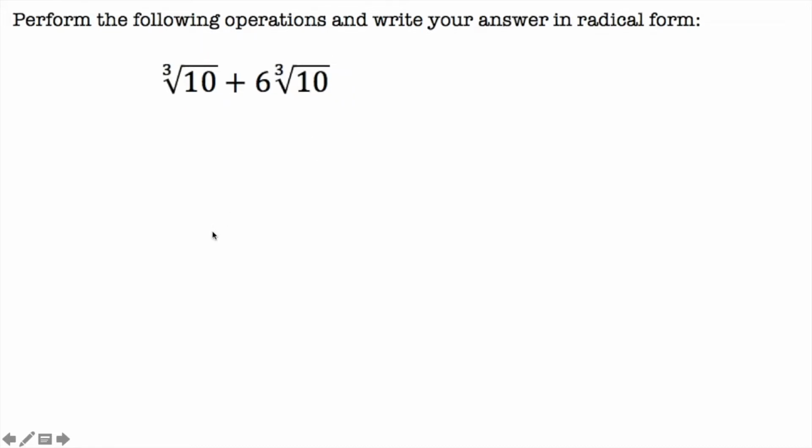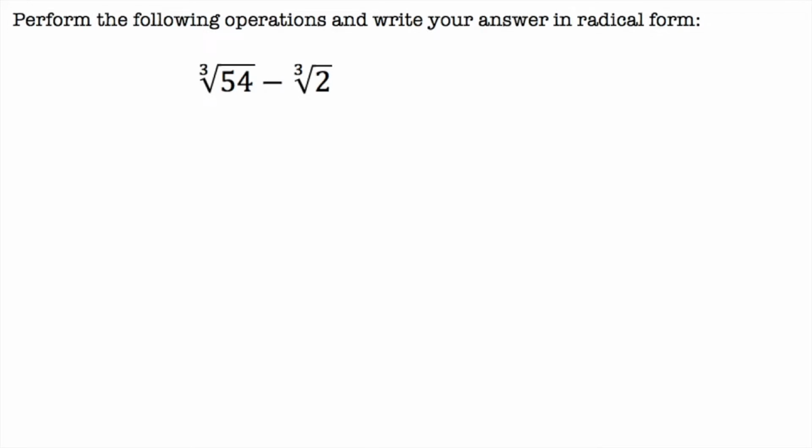Moving on. So then you're going to look at here too. The index matches with this one, the 3's, and the 10, the radicand, matches with this one. So when you're trying to add them together, you can put a 1 in front of this one because it doesn't have a number, and just add the front numbers. So 6 plus 1 is 7, so you get 7 cube root of 10.